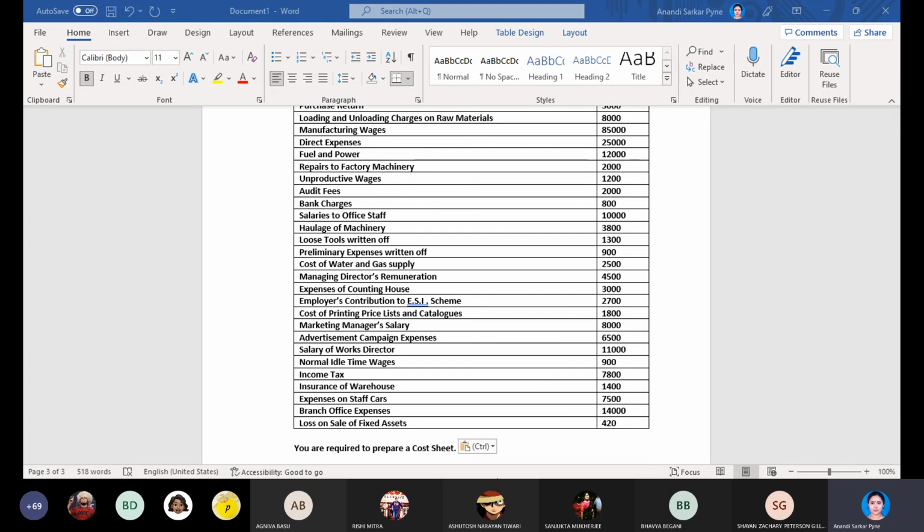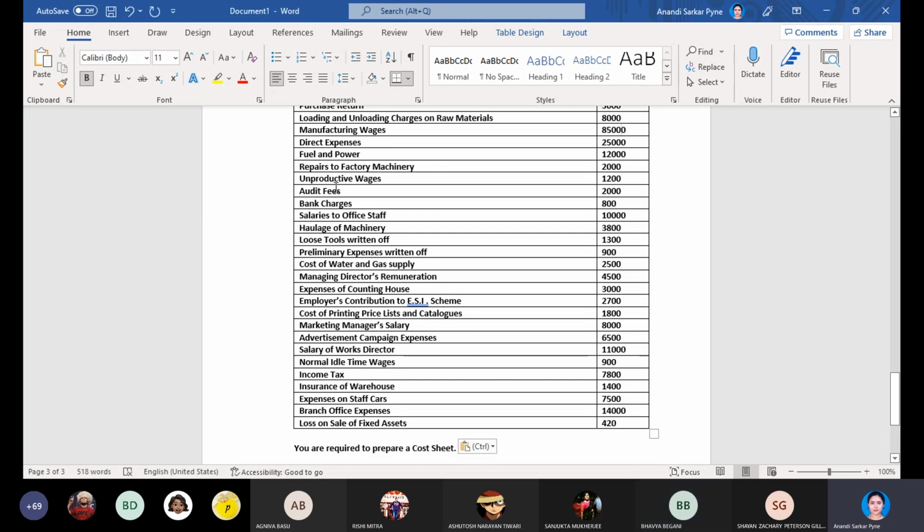Now along with prime cost, we'll be adding all the factory overhead related cost, factory expense related cost. So put a heading factory overhead. Then you see fuel and power. Fuel and power is required for running the factory, so this is factory overhead. Repairs to factory machinery, it is clearly written. Then you add unproductive wages. Productive wages is manufacturing wages or direct wages. Unproductive wages is factory overhead, indirect wages. Unproductive wages means it is not directly related to production, so unproductive wages will be added over here.